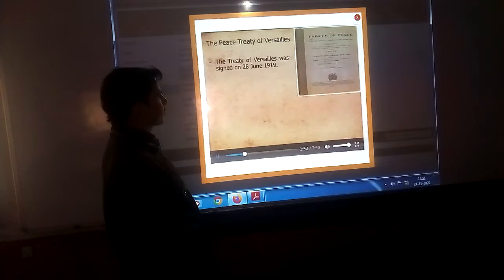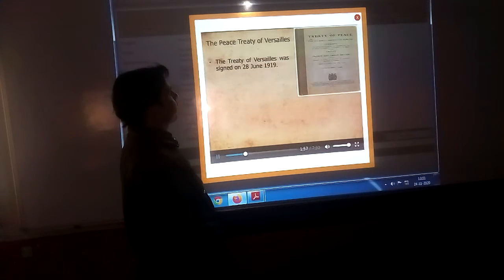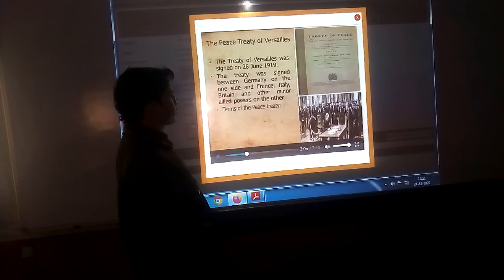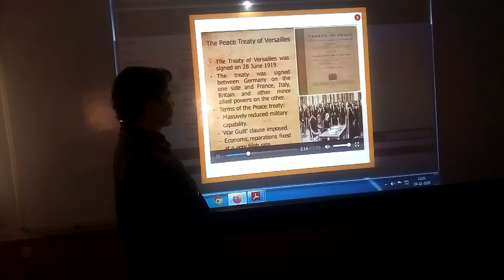The Treaty of Versailles was signed on the 28th of June 1919. The treaty was signed between Germany on the one side and France, Italy, Britain and other minor allied powers on the other. Terms of the Peace Treaty: massively reduced military capability, war guilt clause imposed, economic reparations fixed at a very high rate.